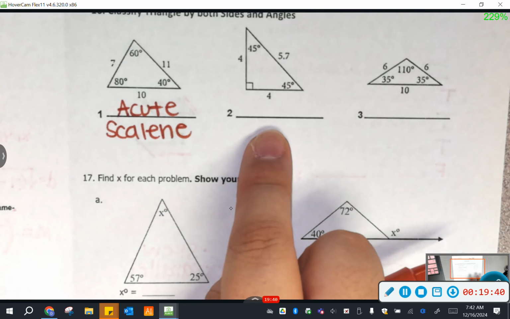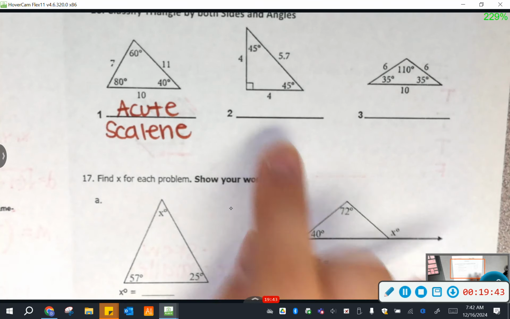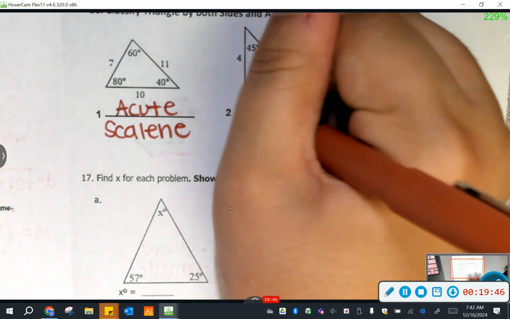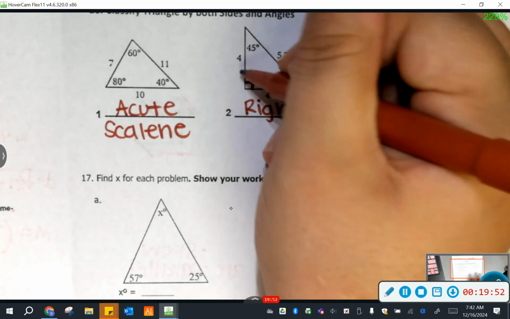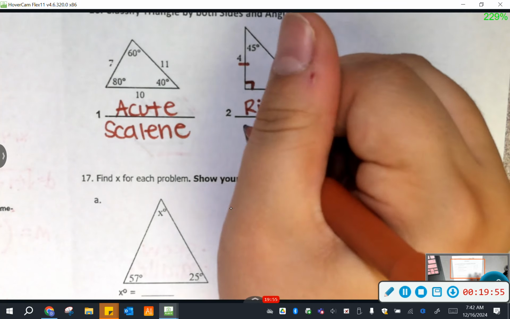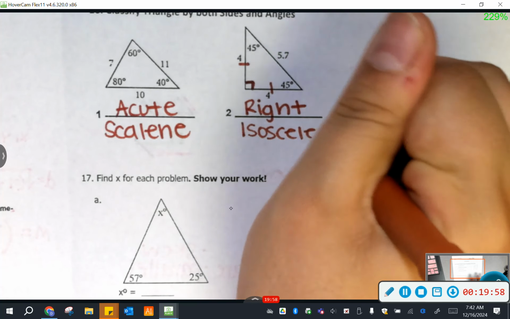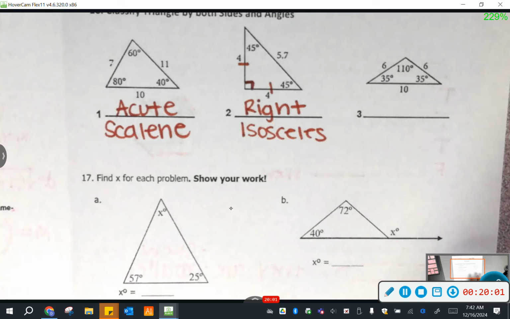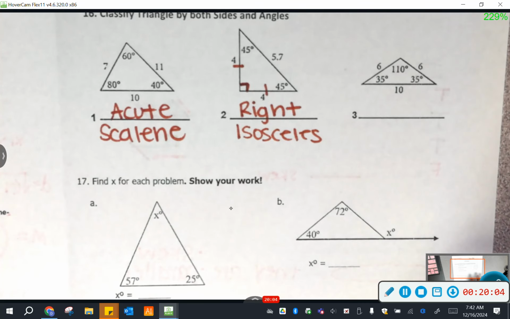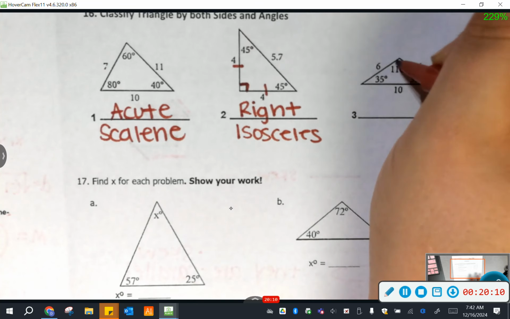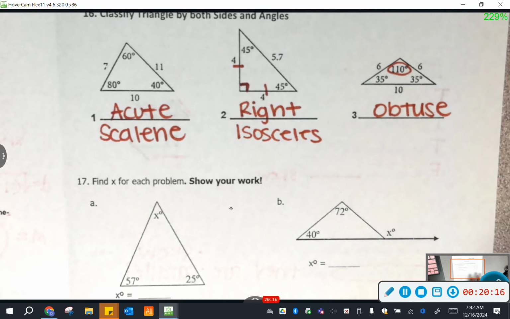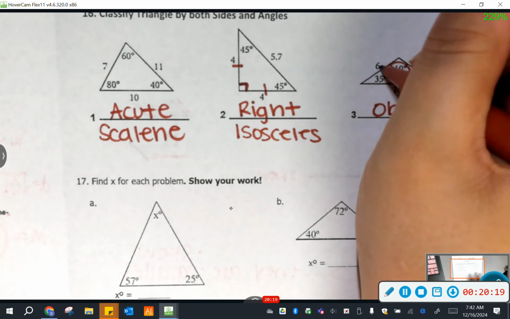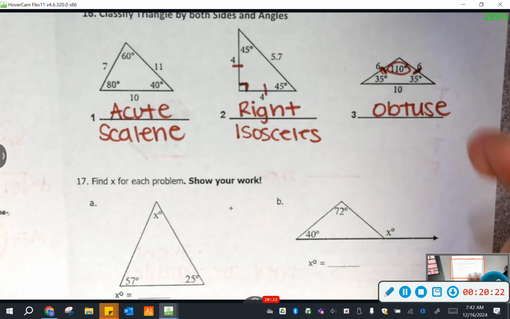My next one, what do you notice? Has a 90-degree angle, which is called a right angle. What else do we notice? Two of the sides are the same. What's that called? It's a right isosceles triangle. And last one. One angle that's bigger than 90 is called an obtuse. And then two sides are the same.